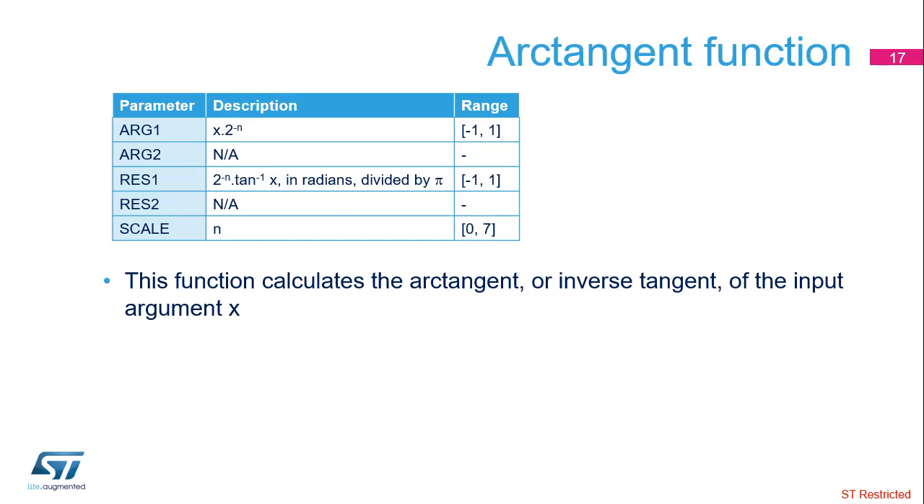For x greater than 128, a software method must be used to find tan to the minus first x. The secondary argument, arg2, is unused. The primary result, res 1, is the angle theta equals tan to the minus first x. Res 1 must be multiplied by 2 to the nth times pi to obtain the angle in radians. The secondary result, res 2, is unused.